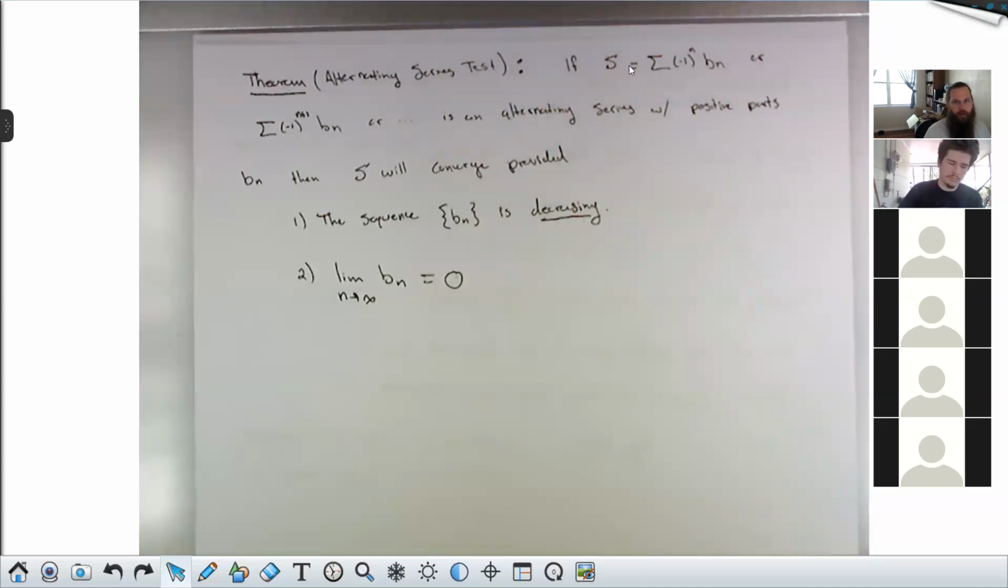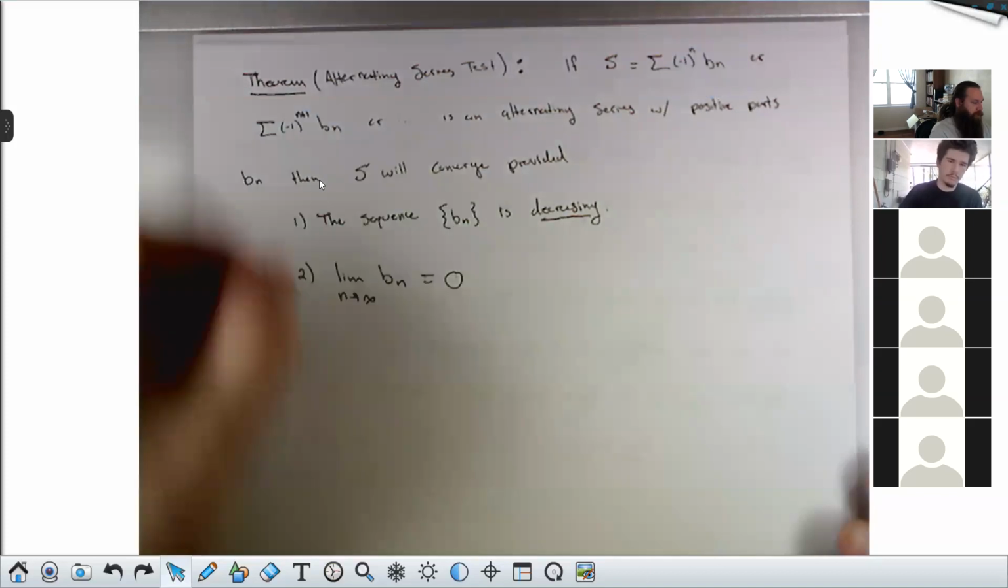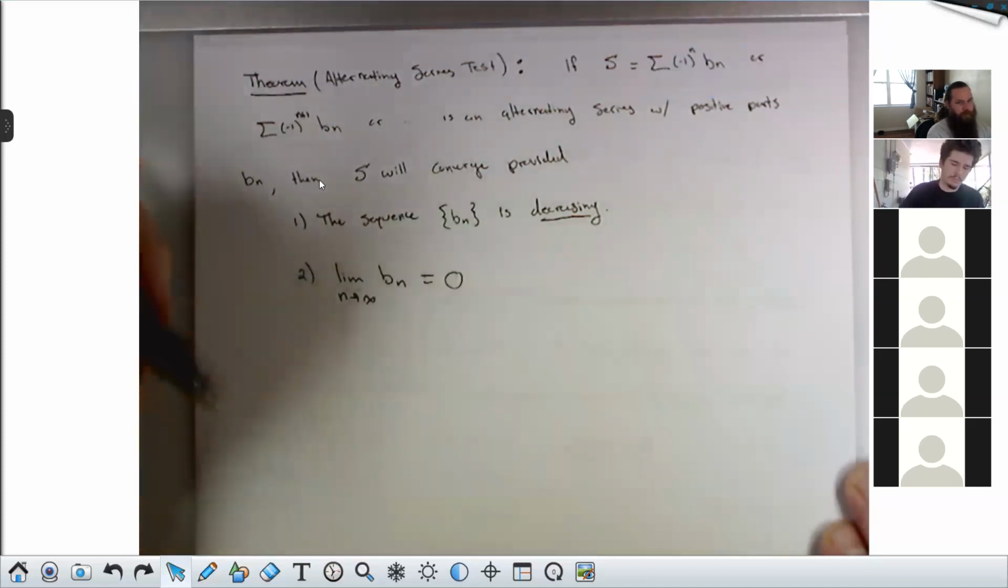If S is an alternating series, however you want to write it, (-1)^n Bn, (-1)^(n+1) Bn, cos(n pi) times Bn, whatever, is an alternating series of positive parts Bn, then you can be sure that the series will converge if these two things are true.